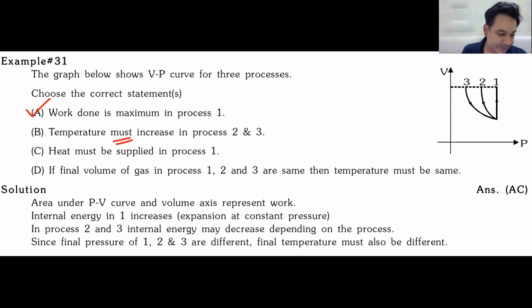Do we understand this? If it was "may", then this option was correct. This is "must", so this option is wrong. Option number D is wrong, right?